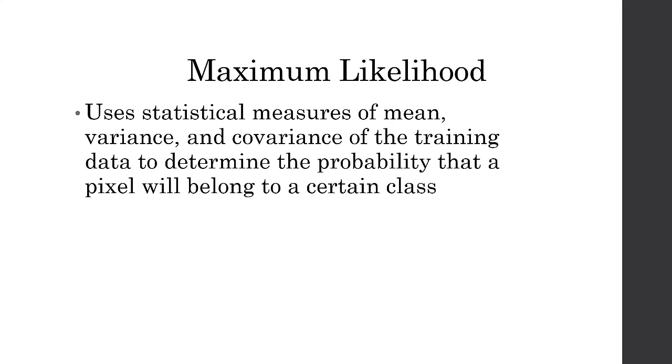Let's talk about maximum likelihood. So maximum likelihood uses mean, variance, and covariance in the training data to create a probability density that a pixel will be assigned to a certain class. And there's a lot of math terms in here that you may not understand. So let's take a second and walk through what each one of those means and graphically what they look like. And then let's look at an image that shows you how maximum likelihood works and how it actually determines what classes different pixels go into.